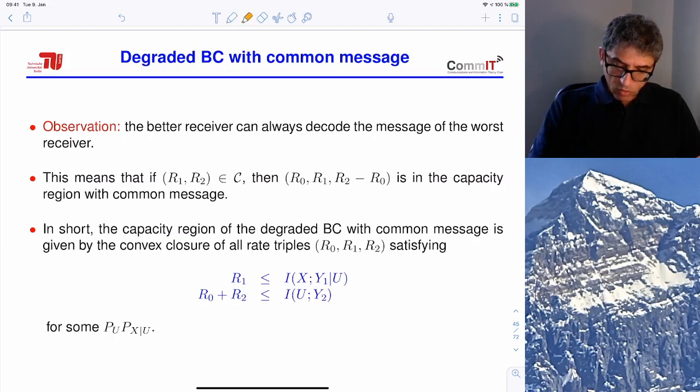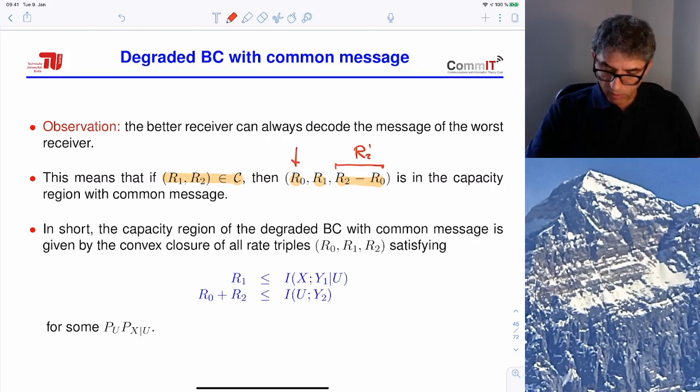Which means that for every rate pair R1, R2 in the capacity region of the degraded broadcast channel, the triple R0, R1, and R2 minus R0, so this will be the new private rate for user 2, and this is common, is in the capacity region with common message. On the other hand, it is easy to show that this is also vice versa.